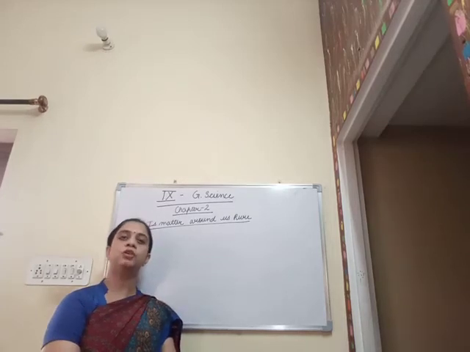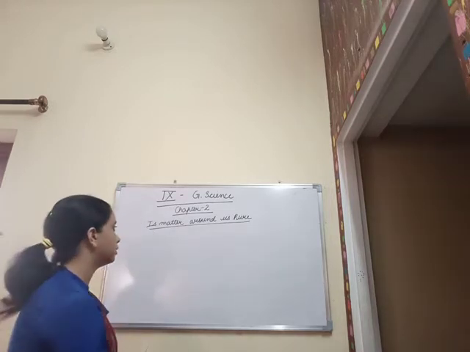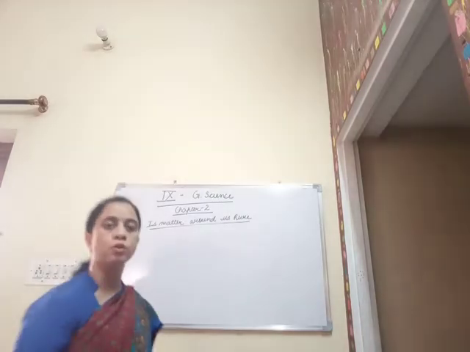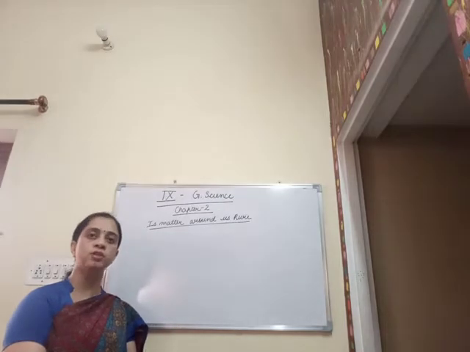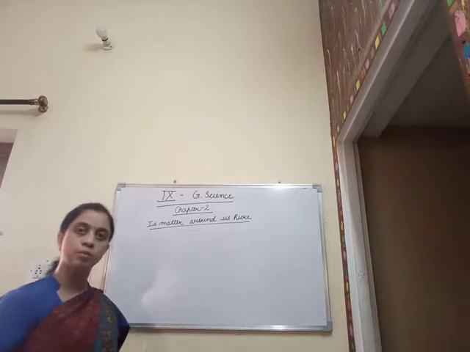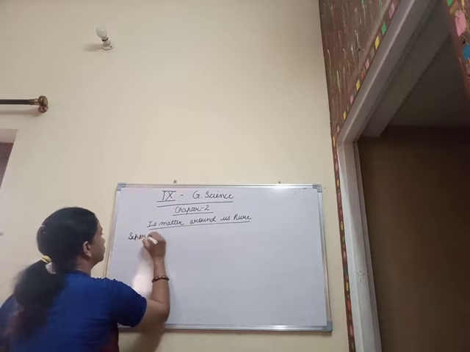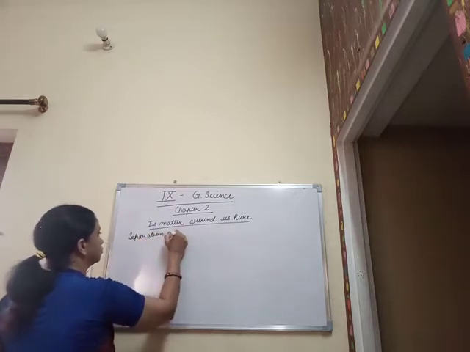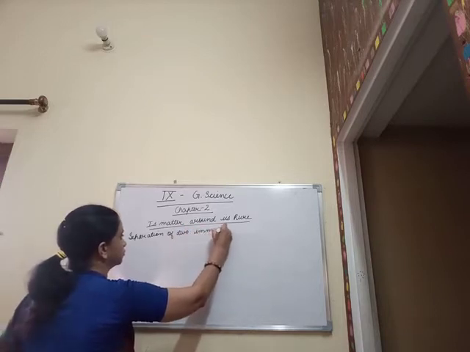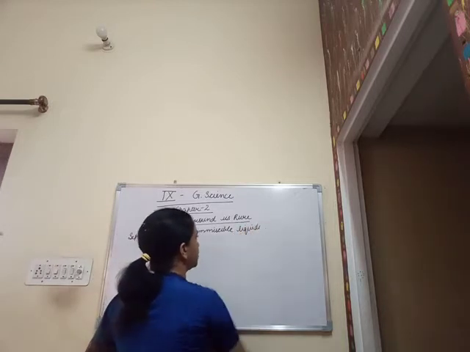I welcome you all to the online class series of General Science class 9, as we proceed with chapter 2, Matter Around Us Pure. We have seen in our prior videos how we can separate different types of mixtures. In continuation with that, today we are going to talk about separation of two immiscible liquids. How are we going to separate the two immiscible liquids?